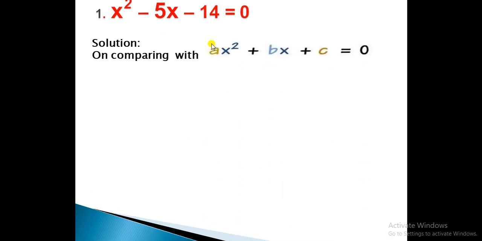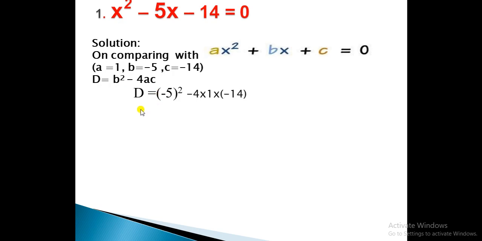First we will compare the equation with the standard equation and find the values of a, b and c. In this case, a equals to 1, b equals to minus 5 and c is equal to minus 14. Let's check the values. Yes, a equals 1, b is minus 5 and c equals minus 14. Now substitute these values of a, b, c into the formula of discriminant, that is b square minus 4ac. What will be the value of D in this case? We get D is equal to 81.